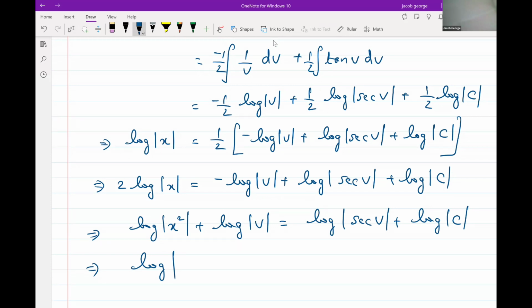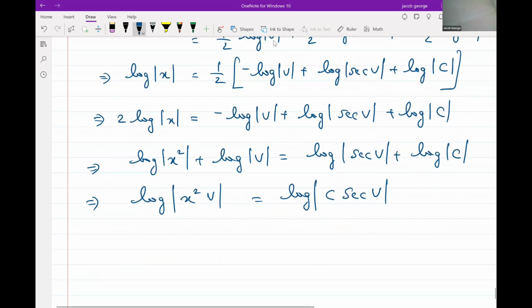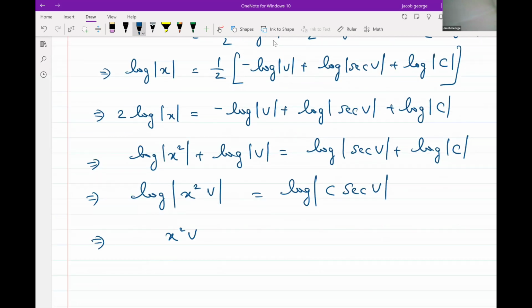Or we can write minus log mod sec v and we can make it division. Okay, that all same steps only. So now this will be log mod x square into v is equal to log mod sec v into c, or c sec v. Now logs can be cut. x square v is equal to c sec v.